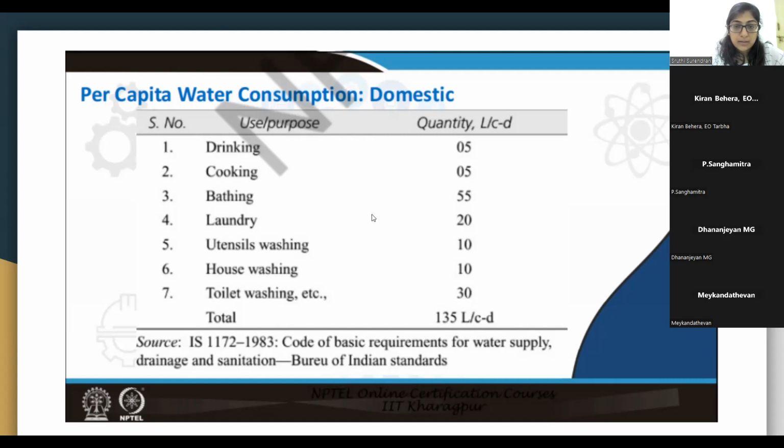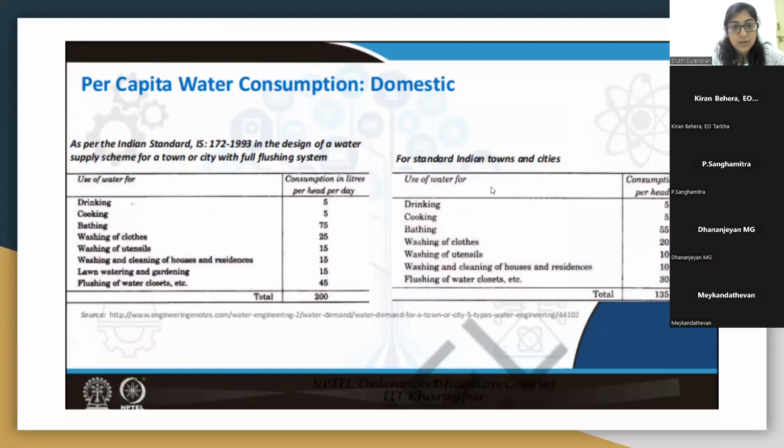Now if we look at flushing and non-flushing systems, two systems are there. A full flushing system is when flushing is applied to the toilets as well as urinals. When it is a full flushing system, then the water requirement is 200 liters per head per day. If it is a non-flushing system, it is 135 liters per capita per day, and in both conditions bathing is consuming the maximum amount of water. Here it is 75, here it is 55. So this is according to the Bureau of Indian Standards.